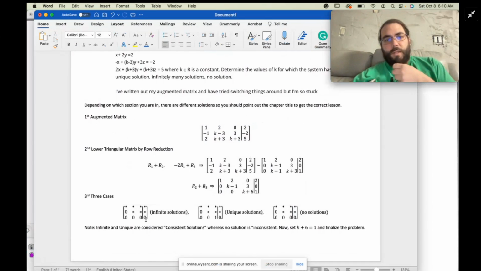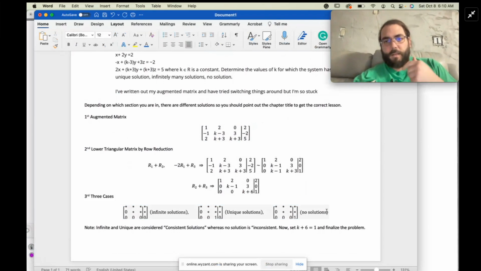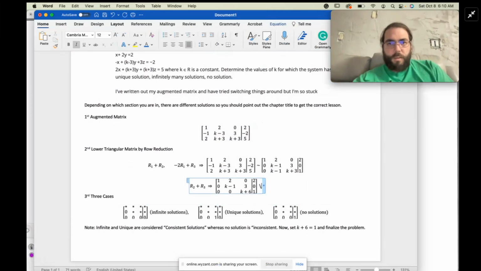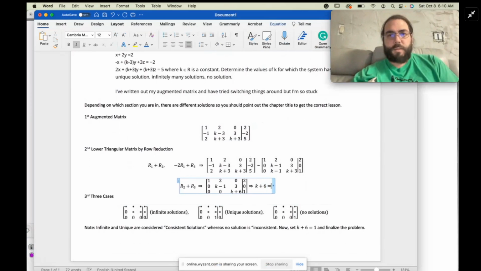Then once you have it in the lower triangle, you'll see here if you have 0 equals 0 in the bottom right, you have infinite solutions. If you have 0 equals 1, you have no solutions, okay? So once you get there, all you do is you set k plus 6 equal to 1. And so let me do that. k plus 6 equals 1, right?